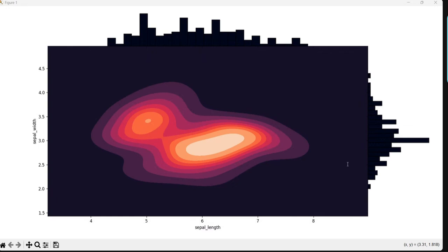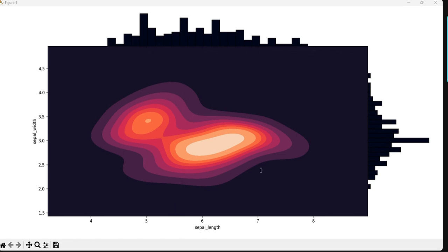As we can also see, there is a dense cluster of flowers with a short sepal length. And another cluster is also there where sepal length is longer.